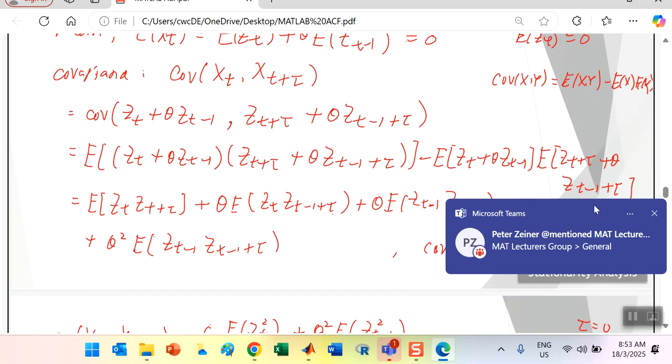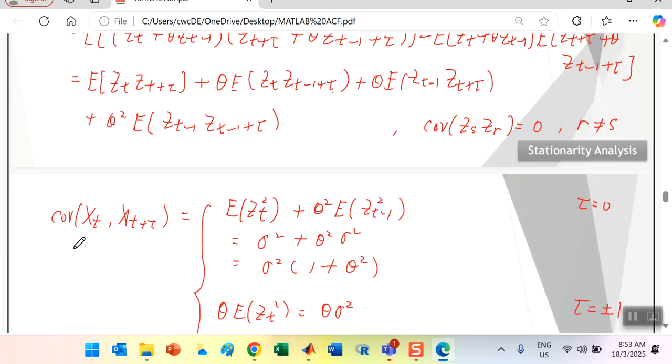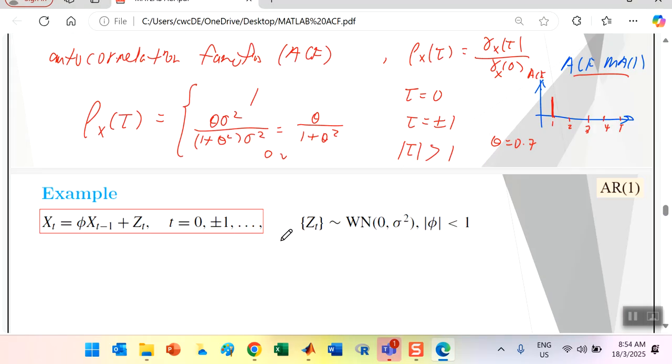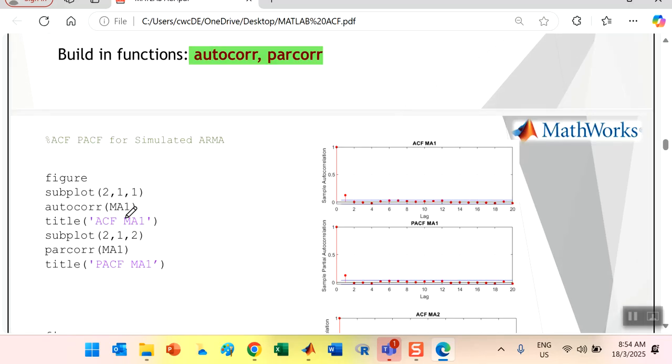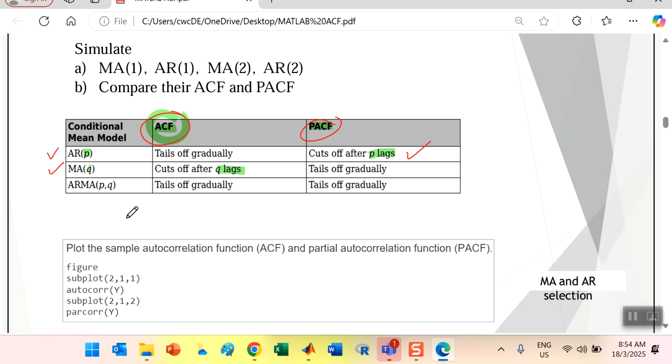Next session we are going to see the AR1 model. Why AR1 model? We are expecting to see the ACF tail off gradually. Okay, till then, see you guys after.